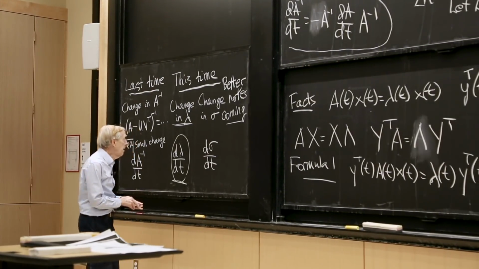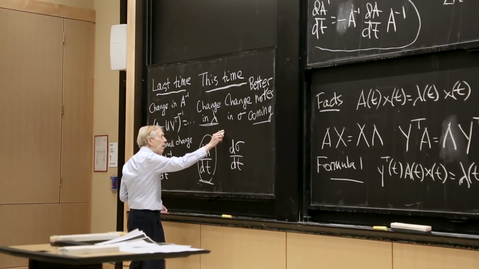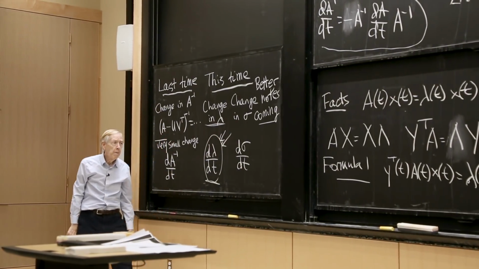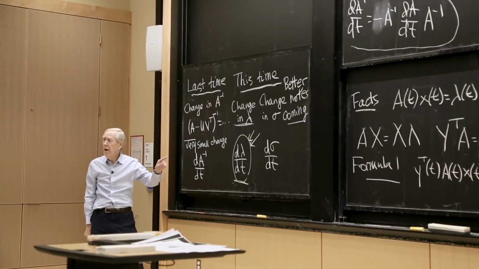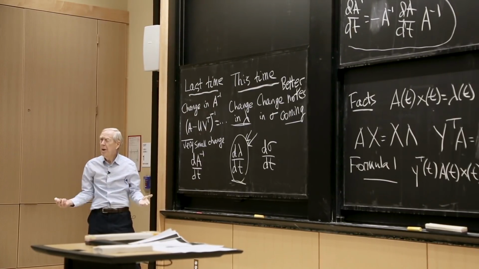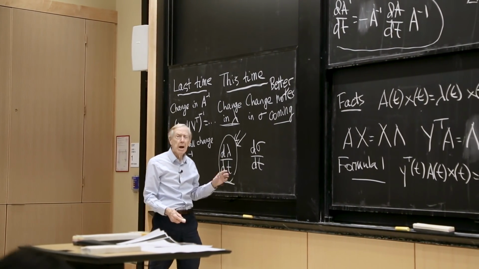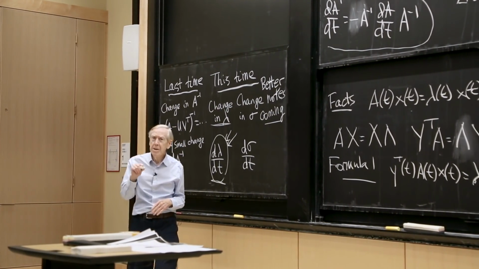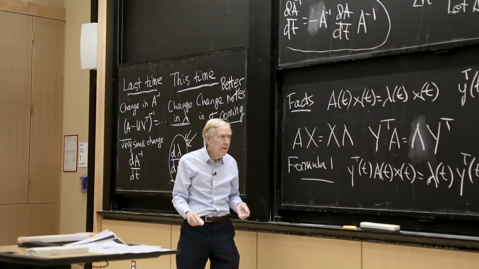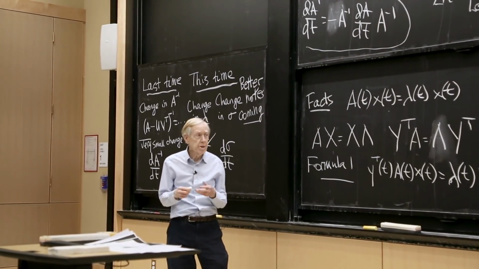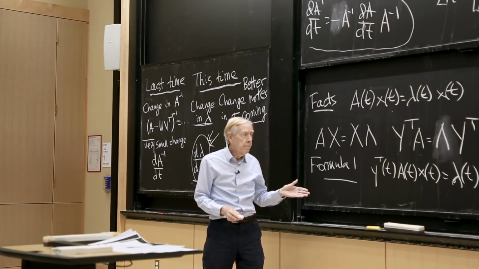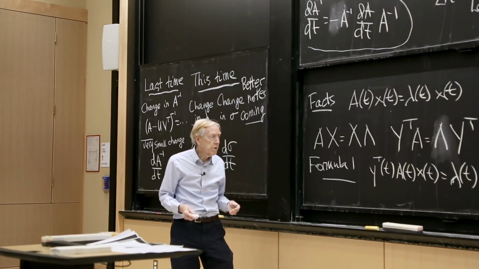The point is, I'm going to find the derivative. So I'm going to take the derivative of that equation and see what I get. That'll be the formula for the derivative of an eigenvalue. And amazingly, it's not that widely known. Of course, it's classical, but it's not always part of courses.